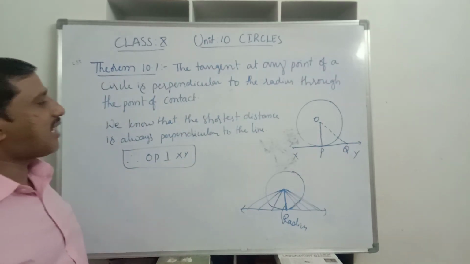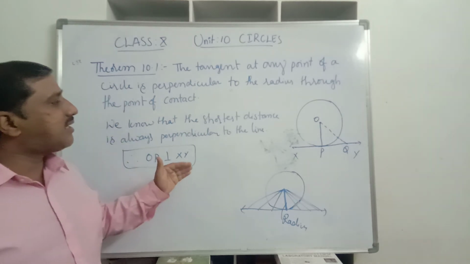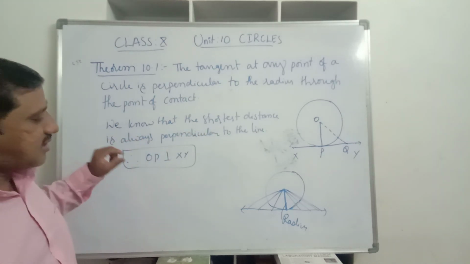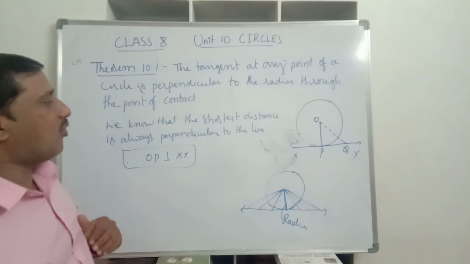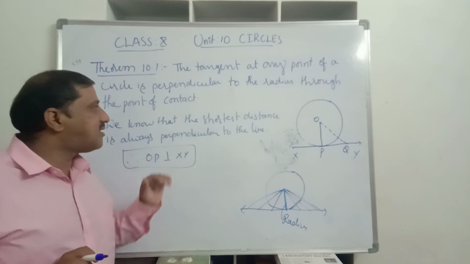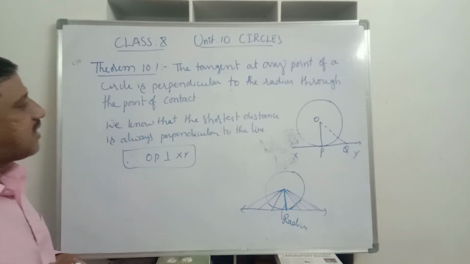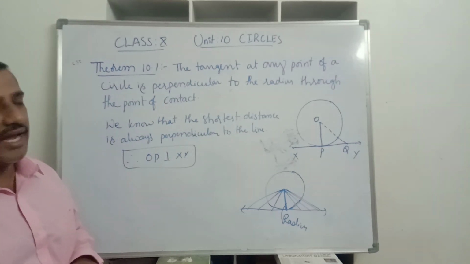Therefore, OQ is greater than OP. And we know that OP is the shortest distance. Why is it the shortest distance? As all these points are outside the circle, their length will be more. And we know the shortest distance will always be perpendicular to the line. Therefore, OP is perpendicular to XY.